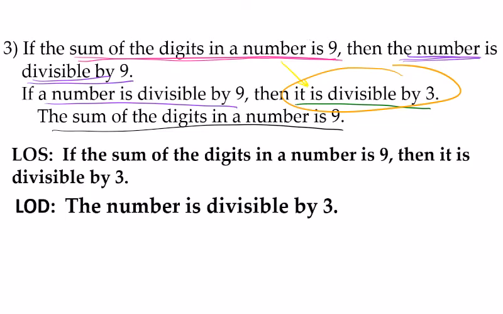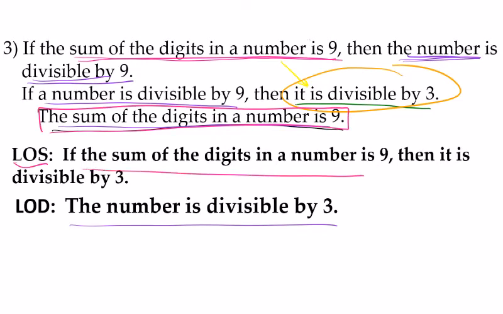All right, so there it is. The law of syllogism tells us that if the sum of the digits in a number is 9, then it's divisible by 3. And the conclusion we can make is, well, if we're given that the sum of the digits in a number is 9, then we can say, oh yeah, it's divisible by 3. Because they gave us the hypothesis, right? So if they give us the hypothesis, we can assume the conclusion.